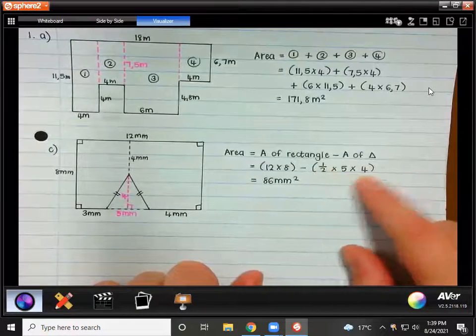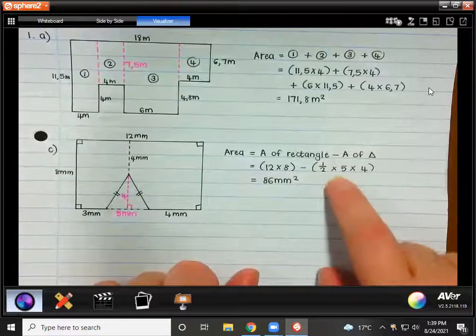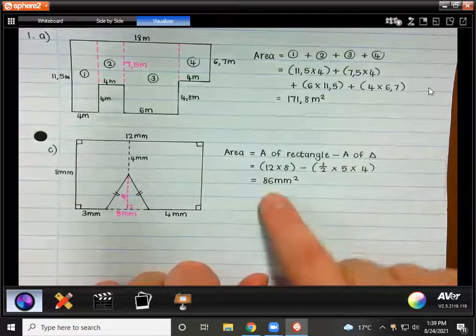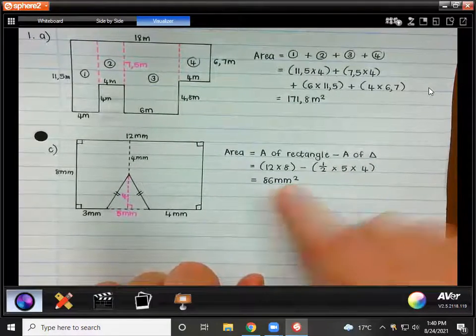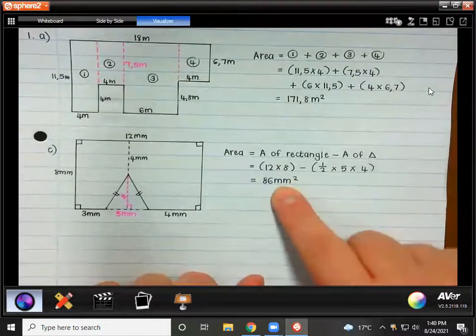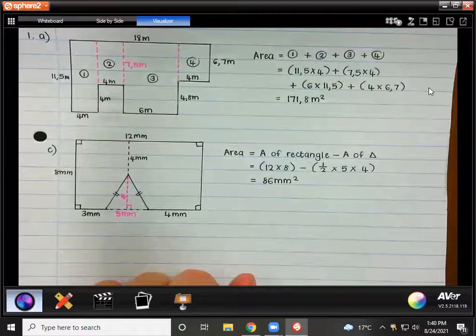A half base times perpendicular height. That's the formula for the area of a triangle. So a half times 5 times 4, and then you get your answer. And please, you have to remember to do millimeter, whatever the unit was, and to then square it. Okay, that's very important. You lose a mark if your unit is wrong.